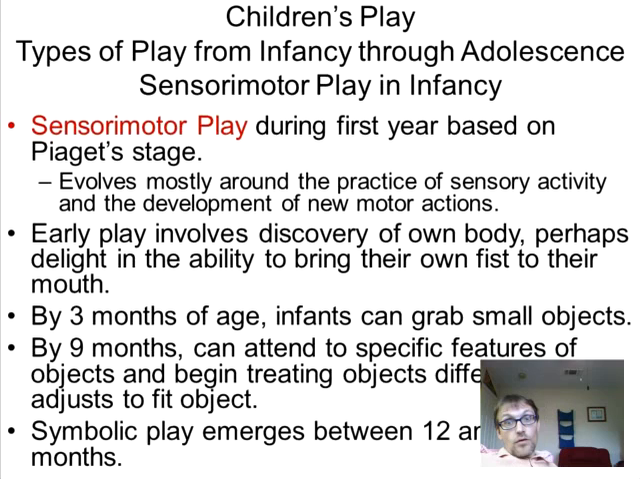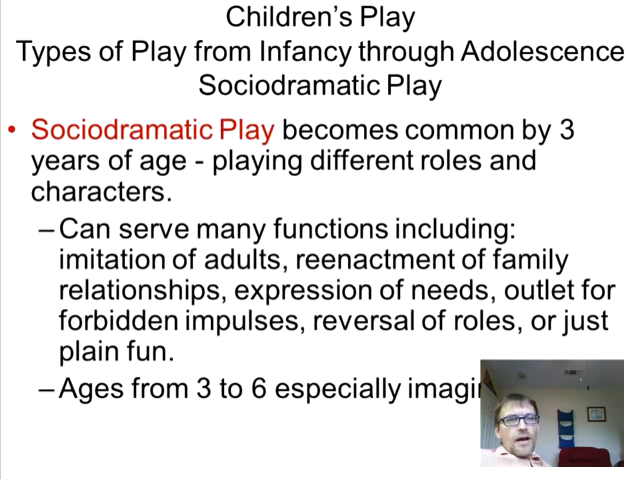Early play, in fact the earliest play, doesn't even involve outside objects, but in fact playing with their own hands and figuring out how their fingers work and things like that. Symbolic play begins to emerge around 12 months, although I think that's a little early. By around 3 years of age, you start to get sociodramatic play, where you start to get role-playing, imitation of adults, reenacting relationships, right? Or perhaps expressing needs, or an outlet for forbidden impulses if you were Freudian, which I'm not. A way to just look at different things that could be.